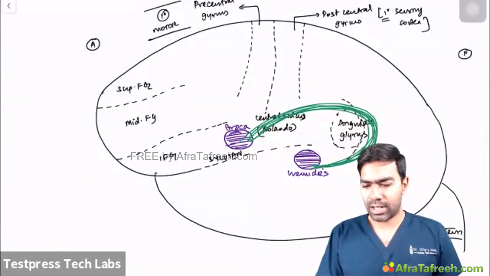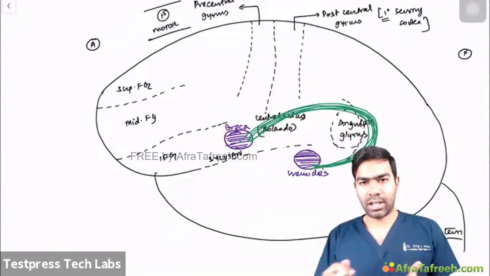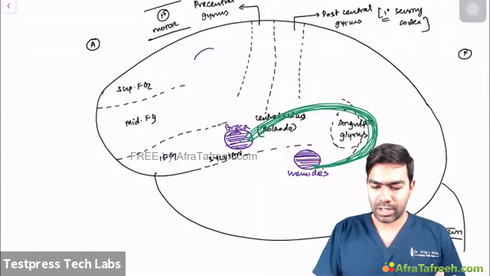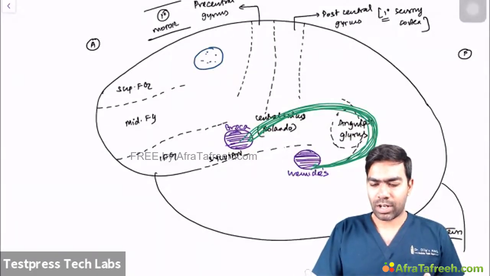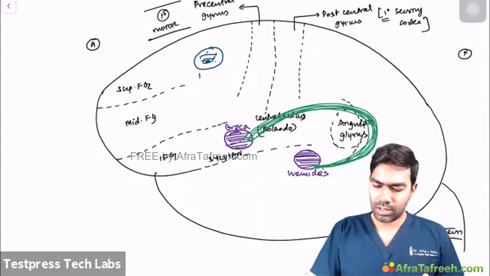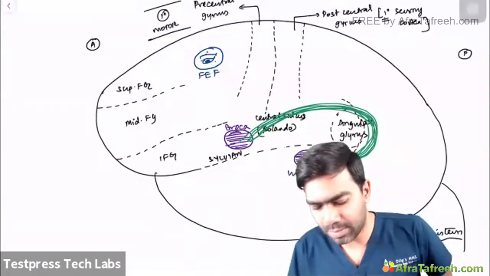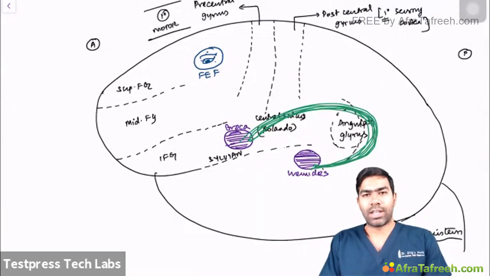And you have other areas. For example, you have an area on the top, near the precentral gyrus. You have another area called the frontal eye field. I can draw something like an eye. This is going to be the frontal eye field. I'll tell you the importance of the frontal eye field in some time. So that will be the frontal eye field.